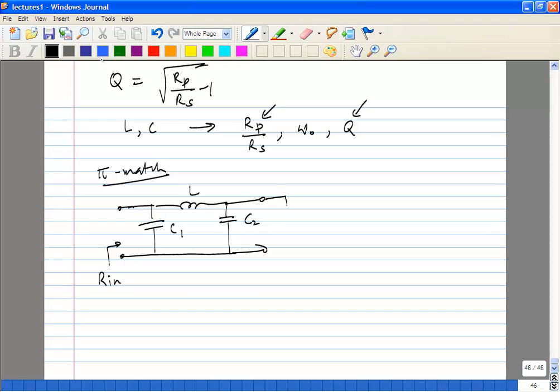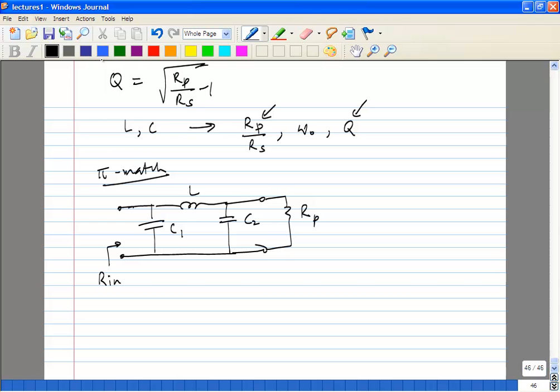So you have Rn and you have your Rp. Okay, so this is called the pi match network. And this happens to be the low pass pi match network. Obviously, because at very low frequencies, capacitors are open circuits, inductors are short circuits. That means that you're going to pass the signal. At very high frequencies, capacitors will short the input signal to ground, and you won't pass any signal through the inductor. So this is the low pass pi match.